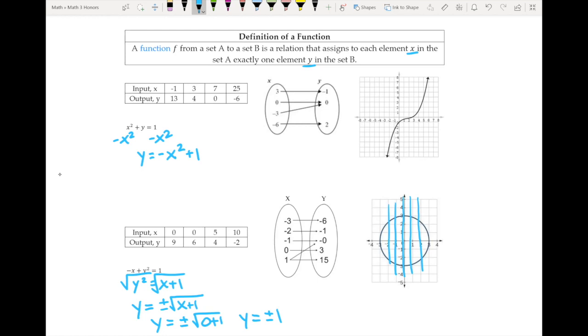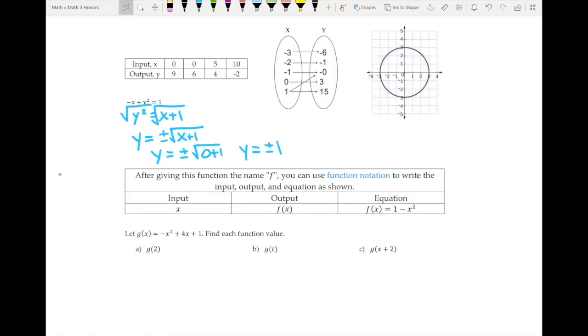It can't hit any more than one. And all of these vertical lines hit more than one y value. So like at the x value 2, it hits 2 different y values. It hits up here 2 point something and negative 2 point something. So it hit 2 different y values. So this one is also not a function.